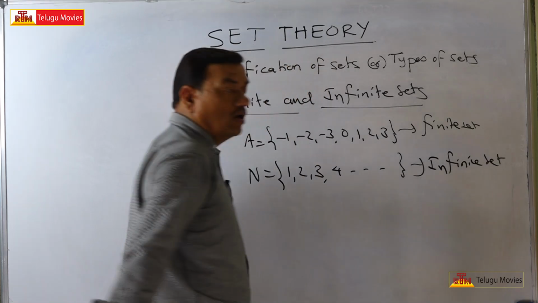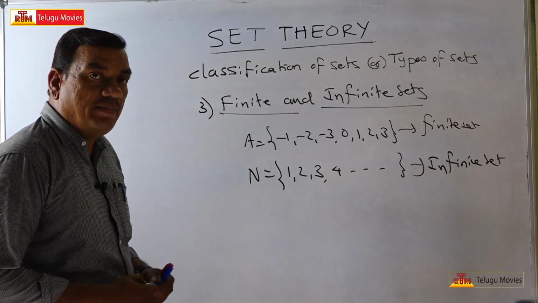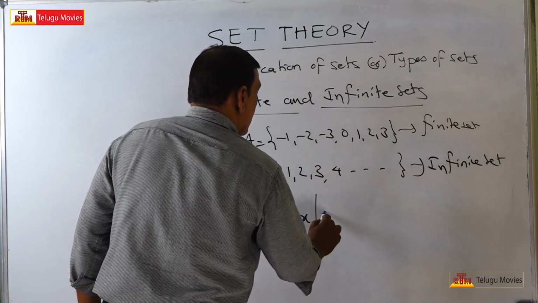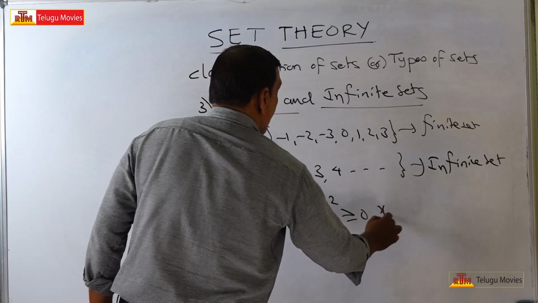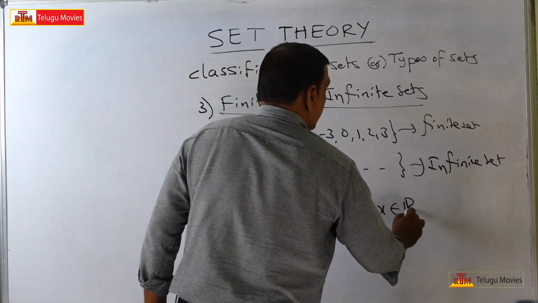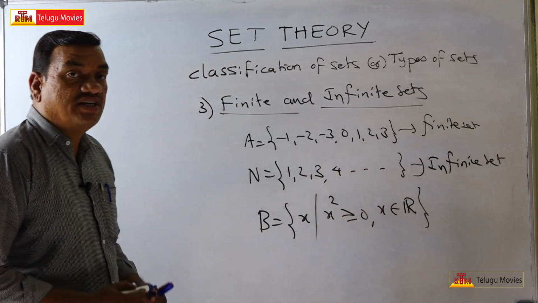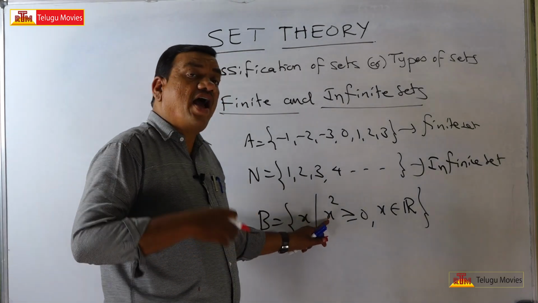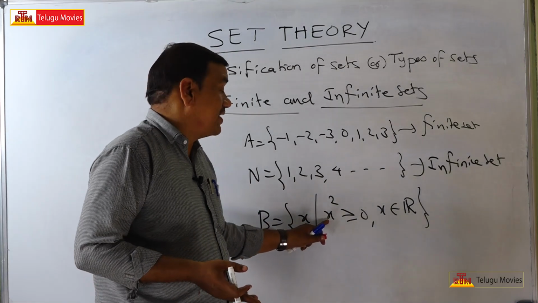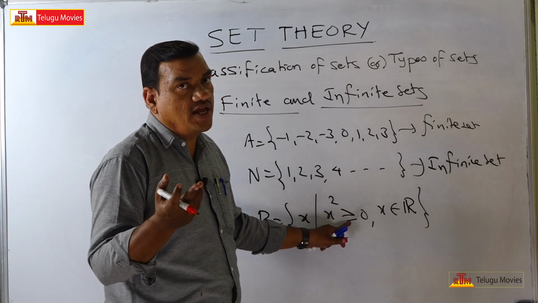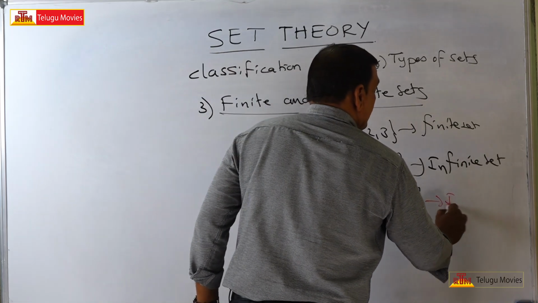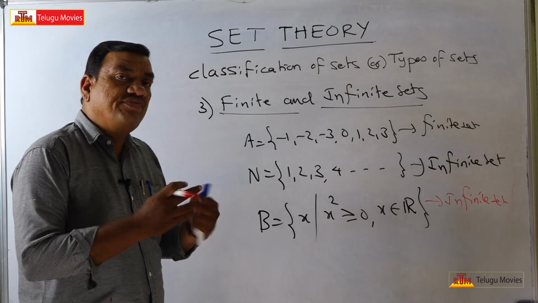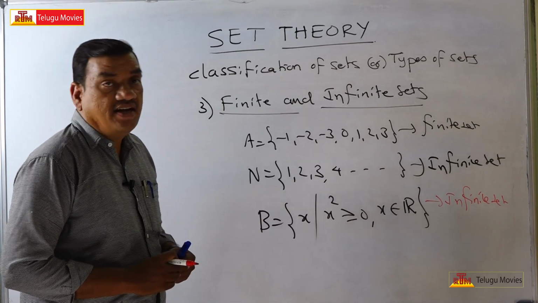Infinite set. Okay, now I will write one set here. Tell me whether it is a finite set or not. For example, B = {x such that x² ≥ 0 and x is a real number}. Tell me, is it a finite set or infinite set? Yes, it is an infinite set. Why? The square of any real number is either 0 or more than 0. That means this x contains an infinite number of values. That's why this is an infinite set.